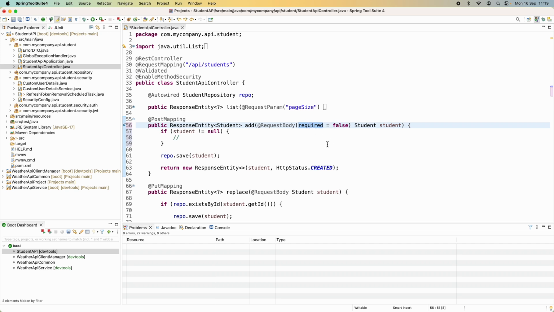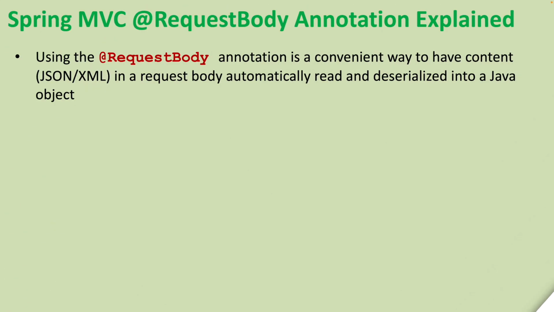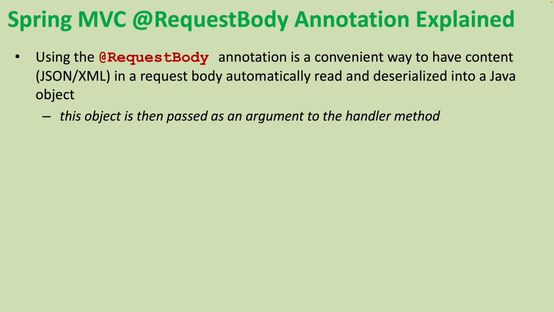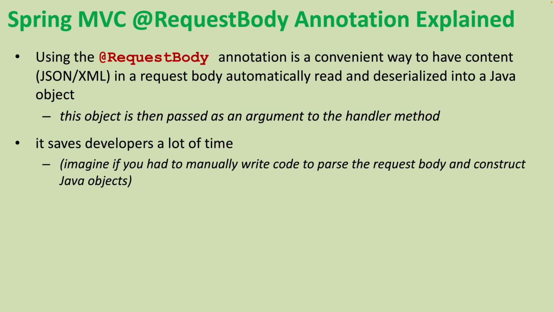So that's the only attribute of the @RequestBody annotation, required, which defaults to true. And in case you need to specify that the request body is optional, you can use this attribute and specify required = false. But you should check nullability of the argument passed into this handler method. Makes sense? To summarize, using the @RequestBody annotation is a convenient way to have content such as JSON or XML in the request body automatically read and deserialized into a Java object. This object is then passed as an argument to the handler method. It saves developers a lot of time. Imagine if you had to manually write code to parse the request body and construct Java objects, right?